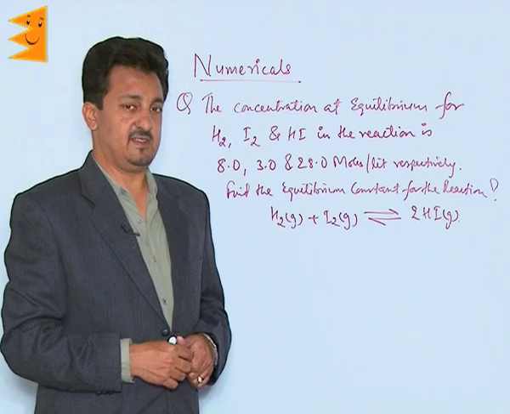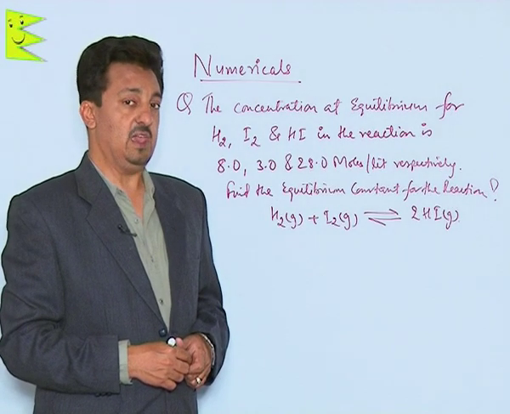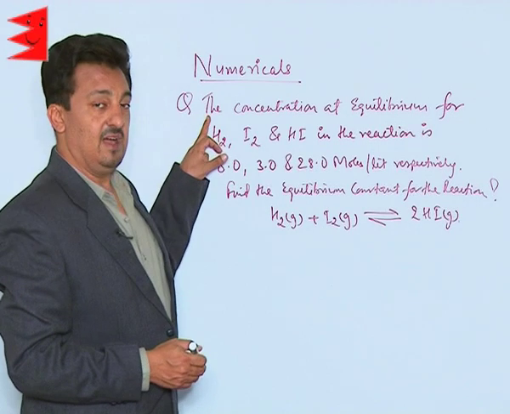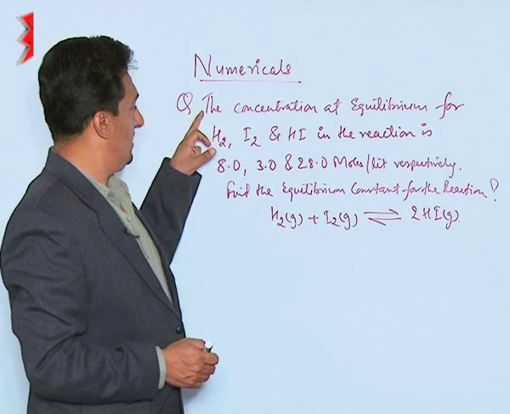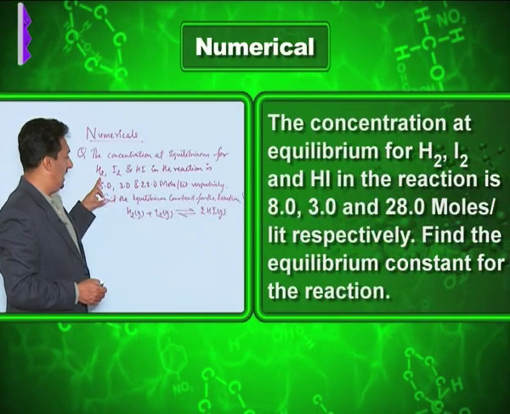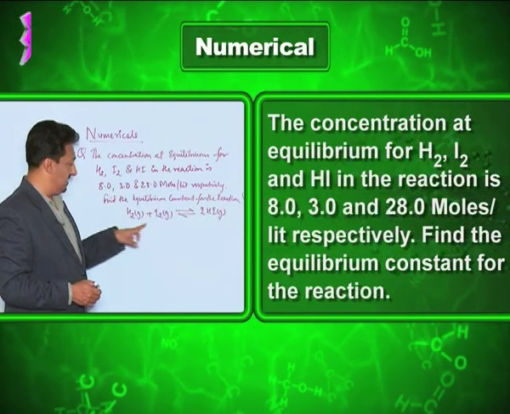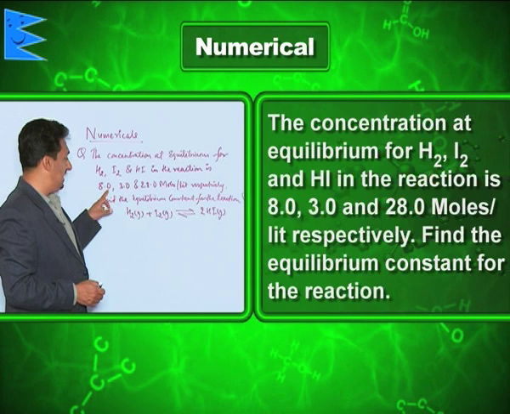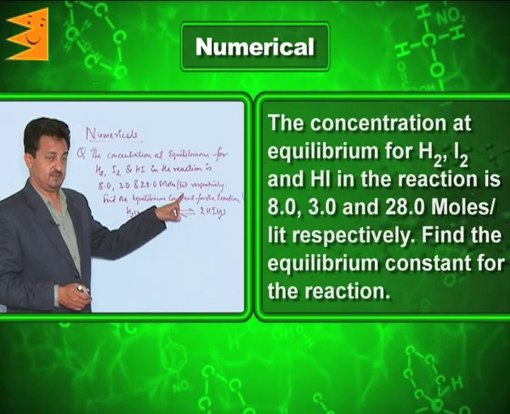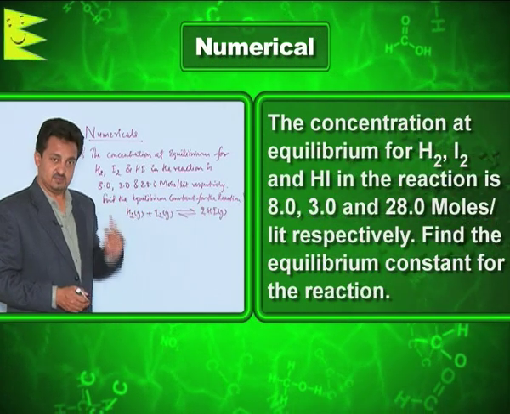Let us now practice numericals based on the reactions which are involving equilibrium. One of the examples which I have written here is, the question is that the concentration at equilibrium for hydrogen, iodine and HI in the reaction which is given here is 8, 3 and 28 moles per liter respectively. Find the equilibrium constant for the reaction.